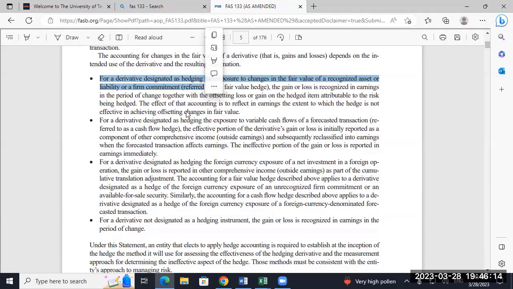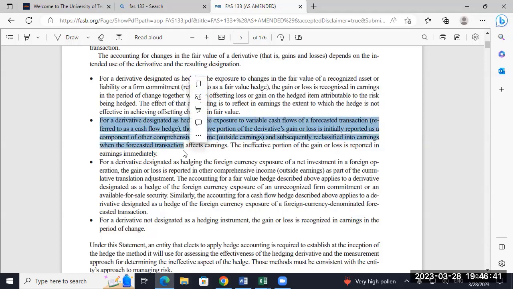Really complicated stuff. For a derivative designated as hedging the exposure to variable cash flows of a forecasted transaction, referred to as a cash flow hedge, the effective portion of the derivative's gain or loss is initially reported as a component of other comprehensive income outside earnings and subsequently reclassified into earnings when the forecasted transaction affects earnings. The ineffective portion of the gain or loss is reported in earnings immediately. So on the final exam, you're going to have to explain that to me. I'm going to put that on the exam. How many of y'all want to do that? Could you tell someone what I just read?